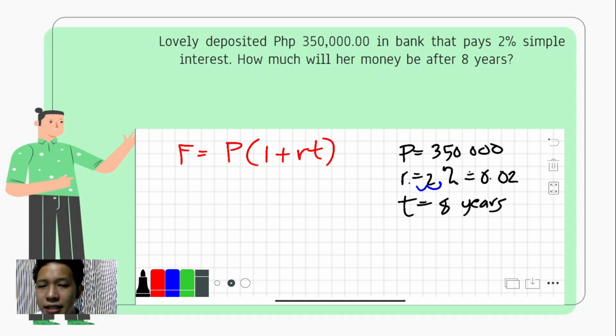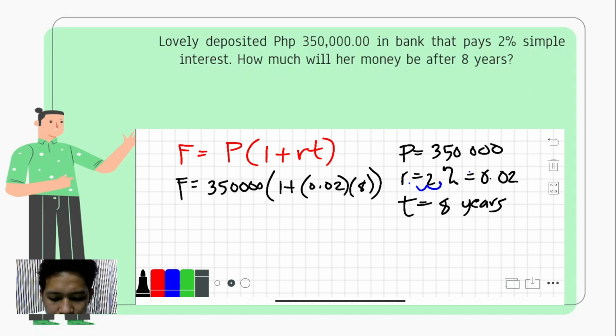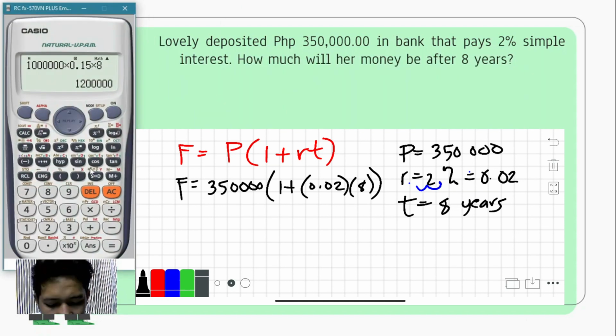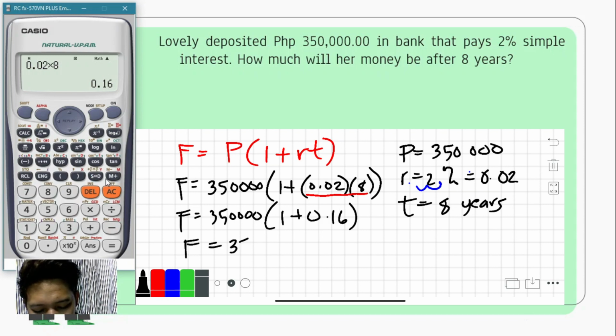So, by plugging in these values to our formula, we would have F equals the principal, which is 350,000 pesos multiplied by 1 plus what is the rate? That is 0.02, and the time would be 8 years. So, and then we will now be plugging in this to our calculator. So, ang uunahin natin would be yung 0.02 times 8. So, that is F equals 350,000 multiplied by 1 plus 0.02 times 8, that would be 0.16. So we have 0.16, and then we add it to 1, so that is 350,000 pesos times 1.16.